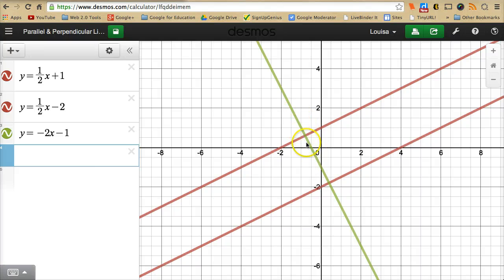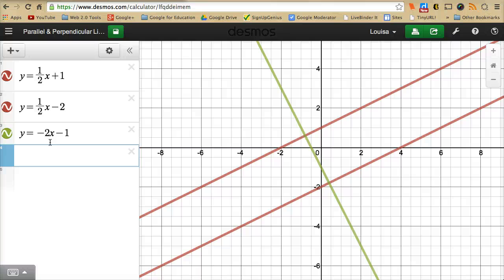But we also have this green line on the graph, and you notice that it intersects the 2 red lines at a point. But I want you to also look at the slope of this green line, -2. This green line is perpendicular to both red lines. Lines that are perpendicular have opposite reciprocal slopes, one positive, one negative, and one the reciprocal of the other.